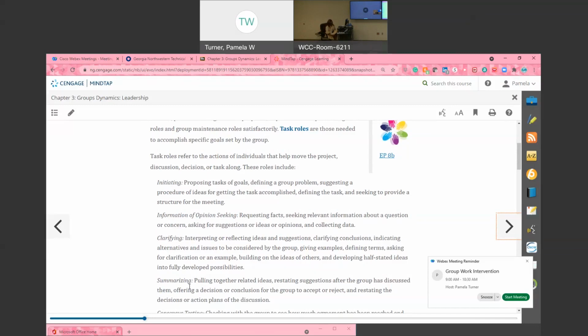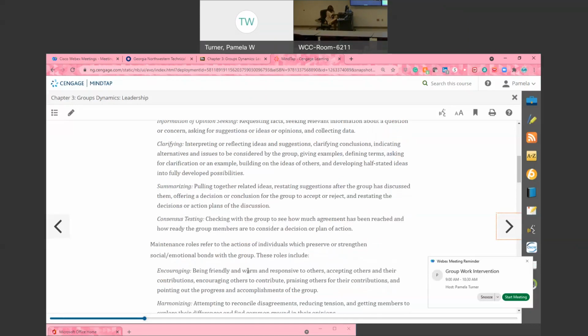And then, of course, summarization, that's the summary. It's always at the end. So at the beginning, maybe, we're talking about what we're going to discuss today based on last week, or at the end of the conversation. Summarization is putting together related ideas, restating suggestions after the group has discussed them, offering a decision or conclusion for the group. So summarizing, of course, is the end.